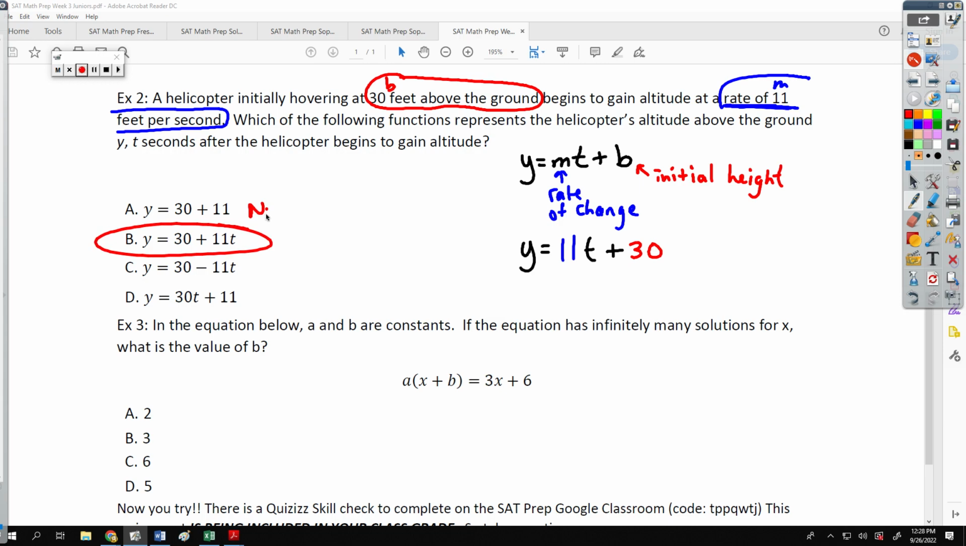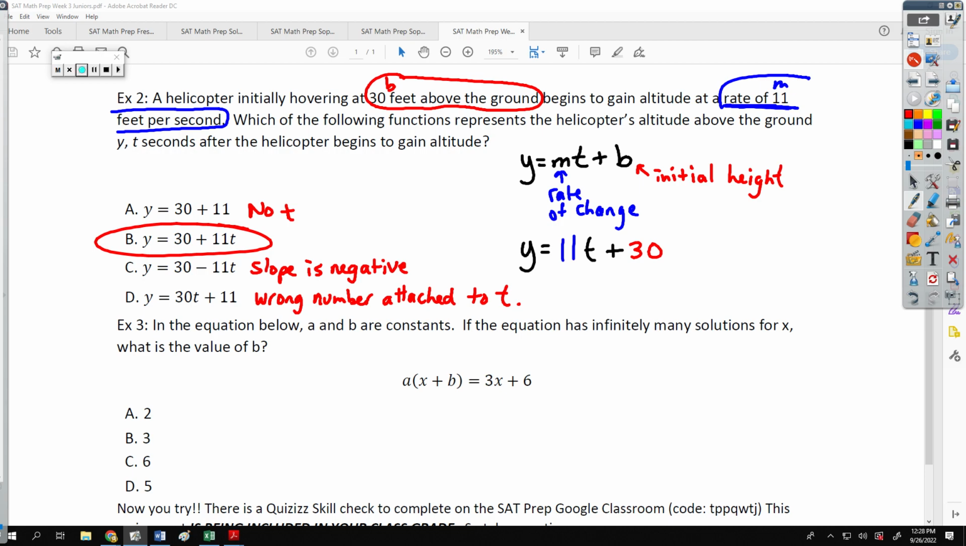A does not have a t. C has a negative slope, which makes that wrong. It's increasing, not decreasing, so the slope should be positive. And then D, the wrong number is attached to t. So that's why the other three answers are incorrect.